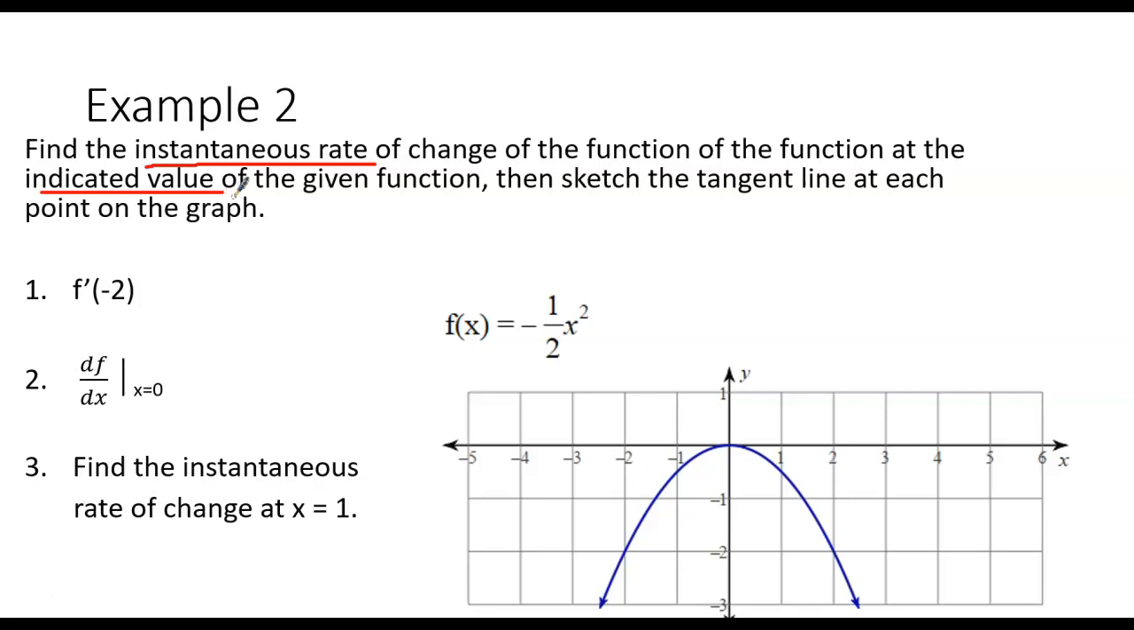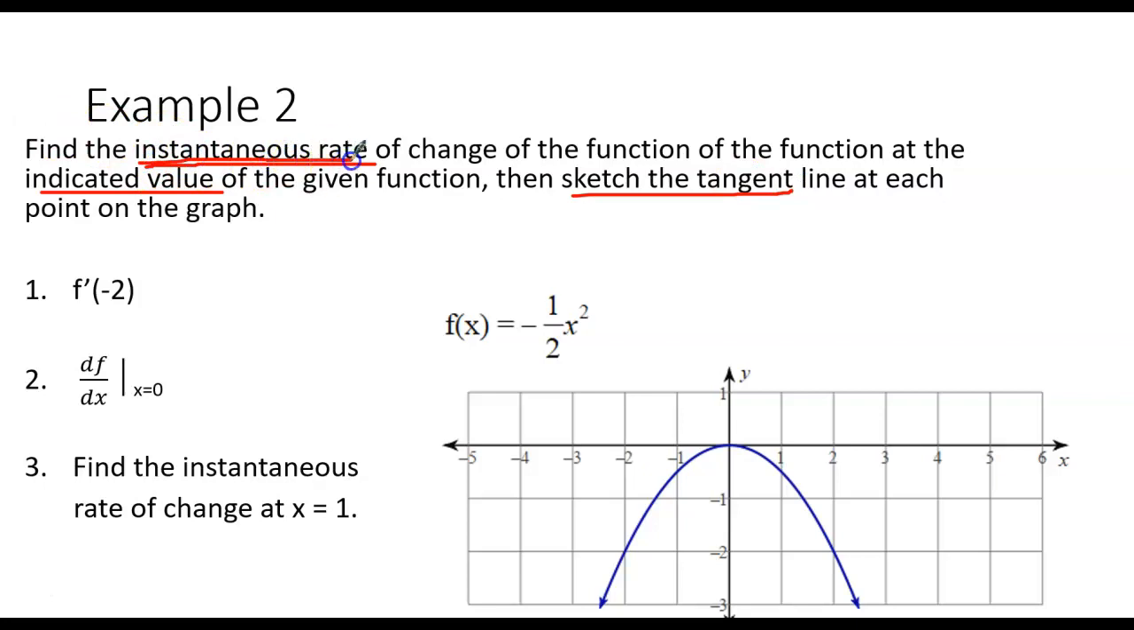So up till now, we've just been finding the derivative, which is a function. But if you actually plug a number in for x, that will tell you what the slope is at that point, and that's what we're going to do now. We're also going to sketch the tangent line, okay? So 3 things that we're going to do on each one of these.